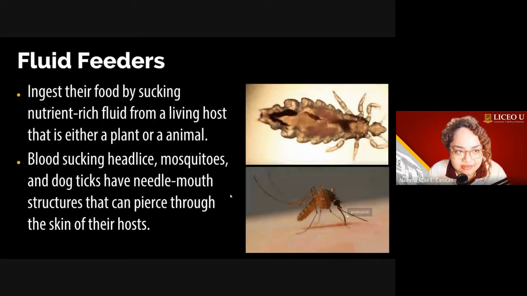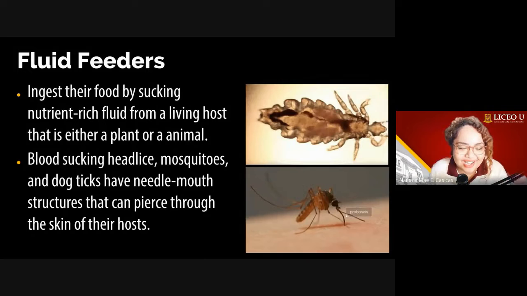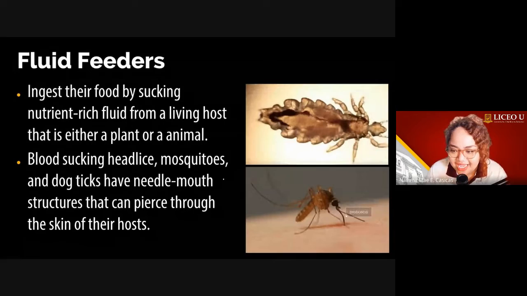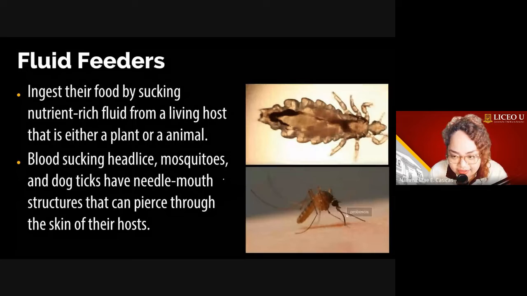And then next we have your fluid feeders. Basically, they feed on fluid, just like your mosquitoes and your lice. They ingest their food by sucking nutrient-rich fluid from a living host, which is either a plant or an animal. In this case, the insects you see on screen, your lice and your mosquitoes, feed on animals like us human beings, and your dogs and your cats, and they feed on our blood.